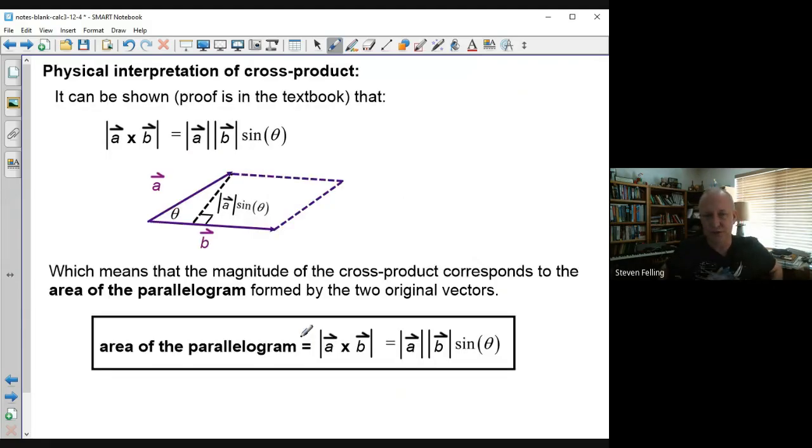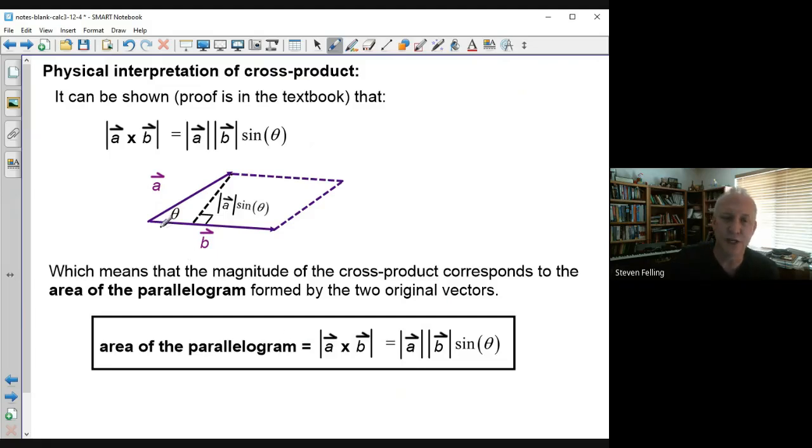Okay, we should talk about physical interpretation. We know that the physical interpretation of dot product has to do with projections. It's about the idea that one vector could project its amount in a particular direction by taking the dot product with the unit vector in that direction.